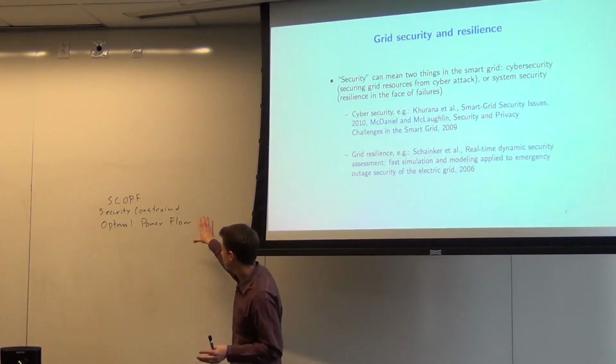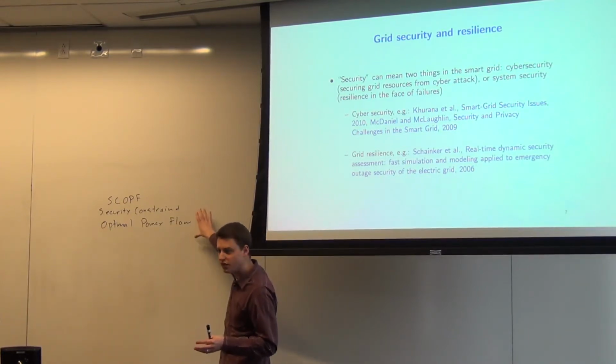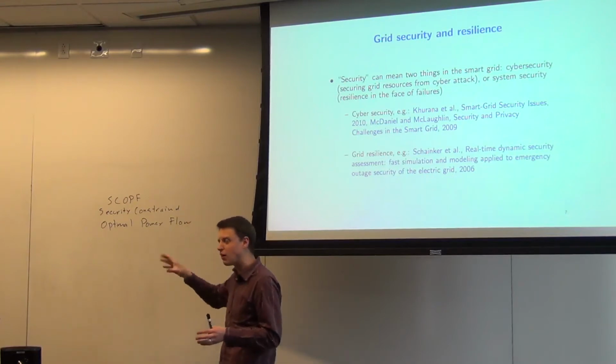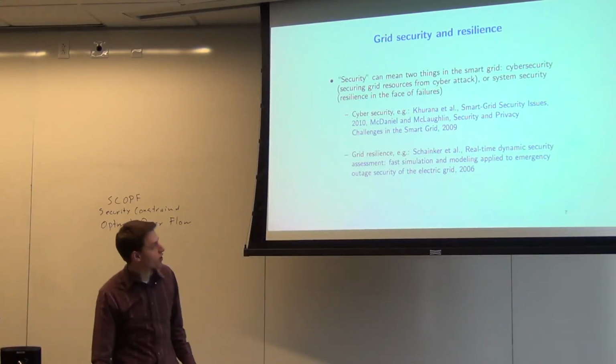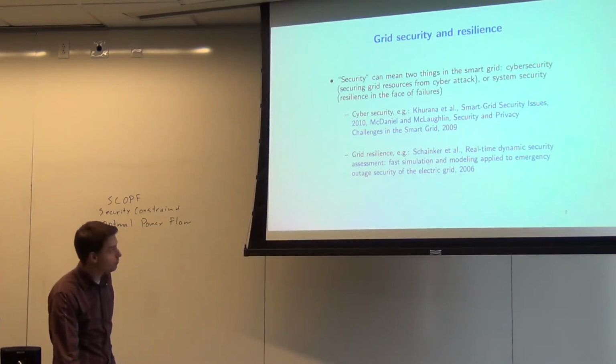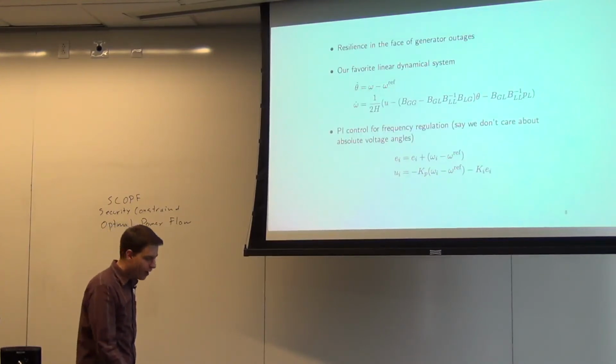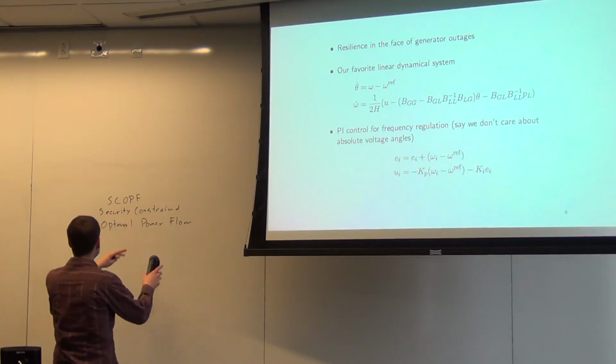And so this is more the power system side of security, which deals with things like this. And I'll give one more example of what can happen there. So let's talk, we're talking about resilience here. This isn't quite the optimal power flow problem.